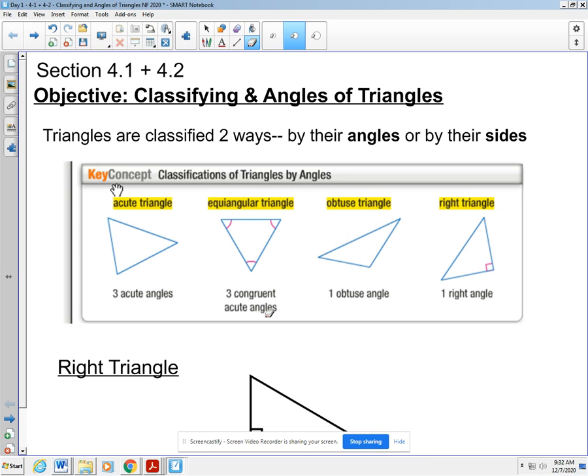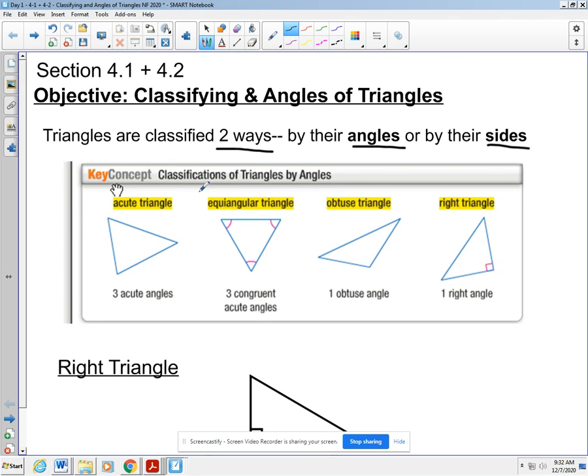Hello students, welcome to section 4.1 and 4.2, and today we are starting chapter 4 and we'll talk about triangles. So the objective for today: I can classify triangles and I can talk about angles in a triangle. Triangles can be classified in two ways, by their angles or by their sides.